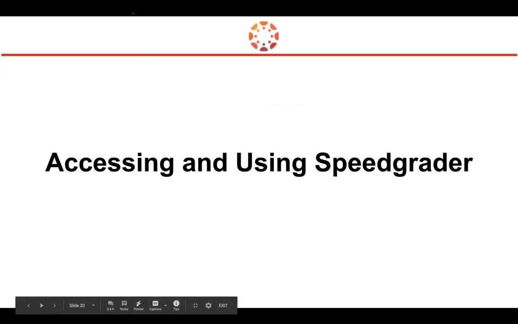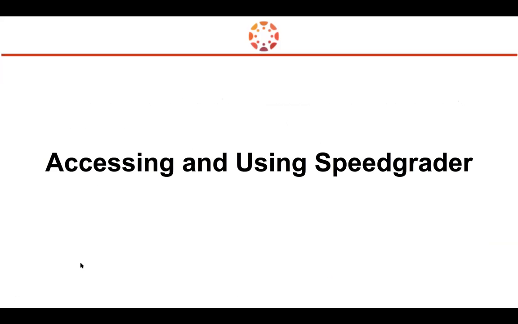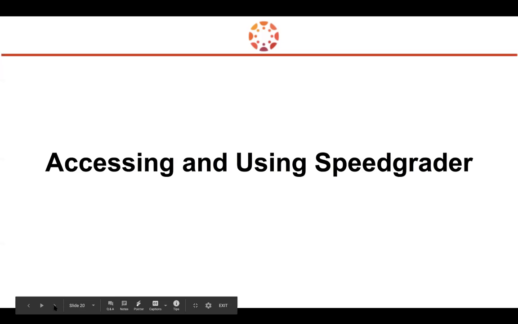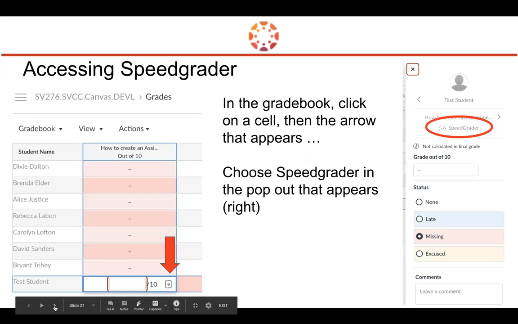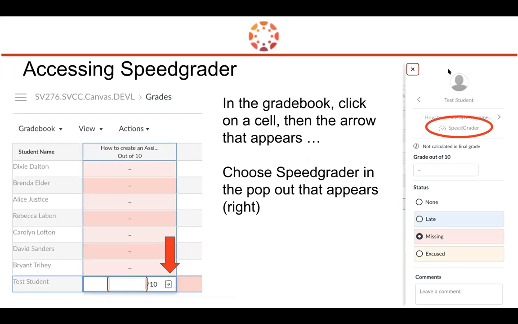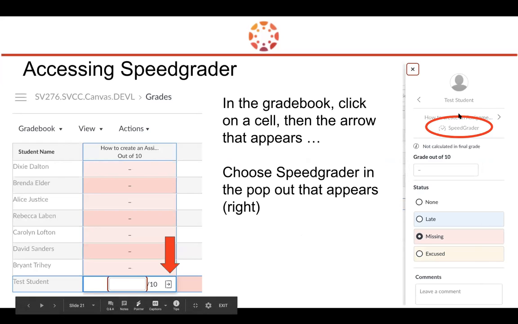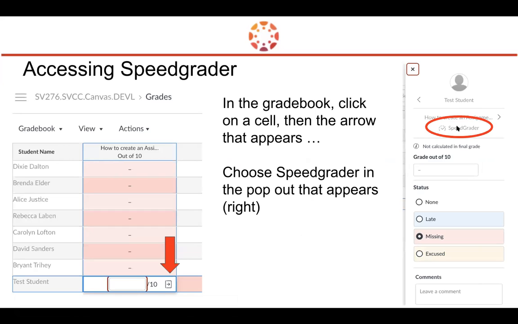Okay, we are back. We are going to move on and spend a couple of minutes talking about accessing and using Speedgrader. I showed you Speedgrader one way a few minutes ago, and we're going to go back to that first. So if you click in a cell in your gradebook, you're going to get this little arrow that is indicated by the big red arrow here on the screen. And when you click on that little black arrow, you're going to get the pop-up that you see over here on the right. And as you can see, circled on the pop-up is Speedgrader, and you can click there and go to Speedgrader to grade whatever this item is.